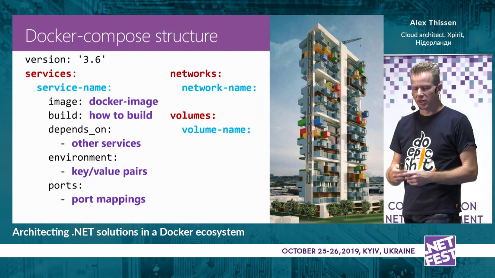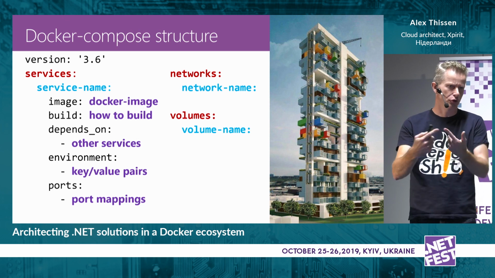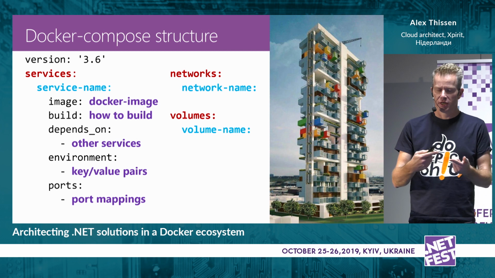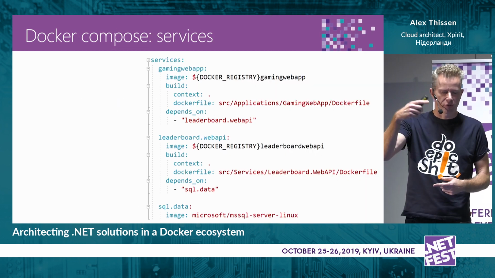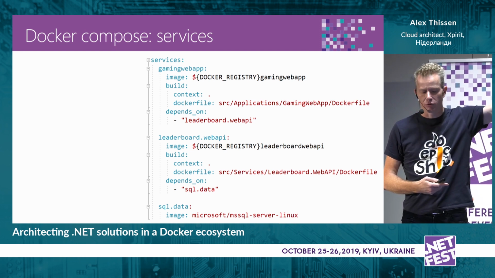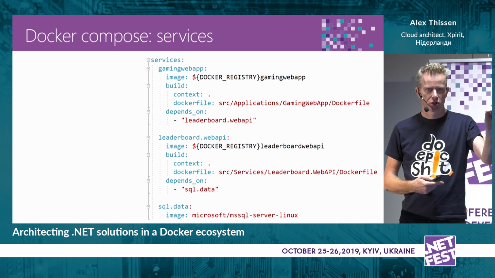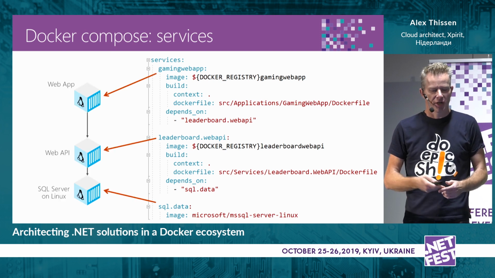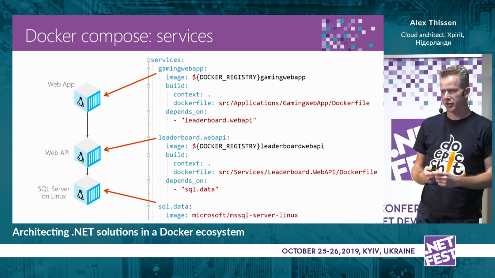And then ports for mappings, the networks that you want to define, and the volumes, meaning attached external storage inside your cluster, or maybe on your host, advanced scenarios. So with this composition, here you see the two ones that are ours, the top ones, and you see the SQL Server for Linux at the bottom. It only has an image because that's the one you will use from Microsoft. And this will build this composition where you have your web application, your web API, and SQL Server.